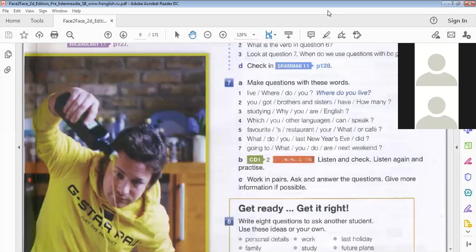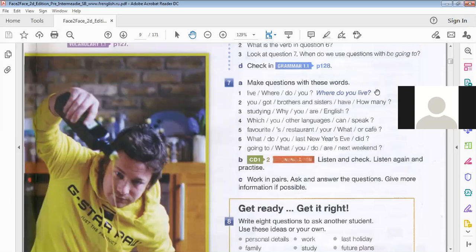Okay. How many have you got brother and sisters? Okay, try it again. How many have you got brother and sisters? But how many what? How many have you got brothers and sisters? Okay. Not quite. Let's see someone else.